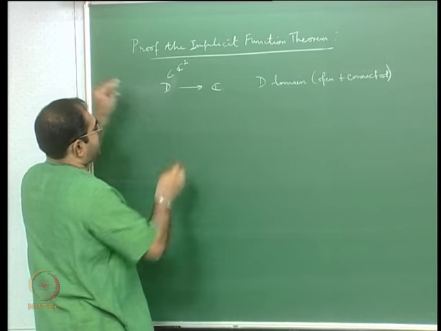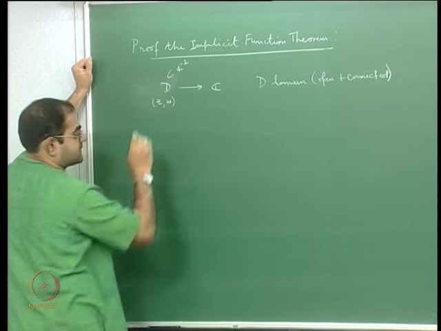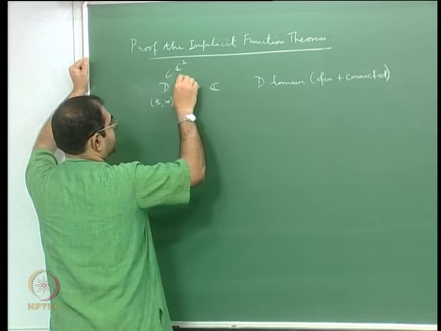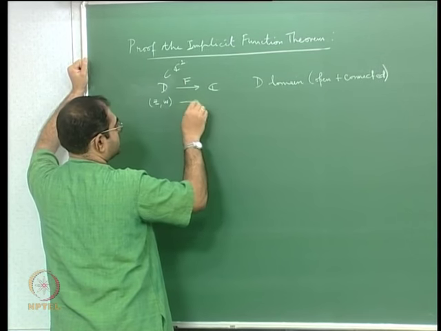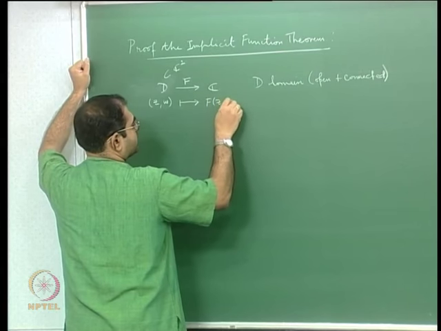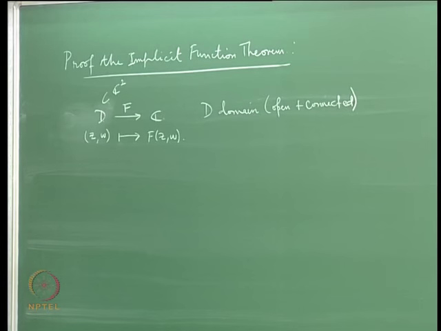Okay, and I am having a function. So I call the two complex variables z and w, okay, and I have a function f defined on this domain. So it takes the point z comma w to f of z comma w. Okay, so it's a complex valued function of two complex variables.